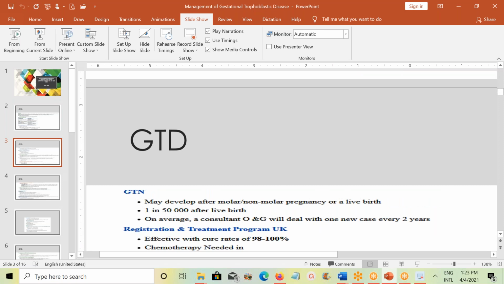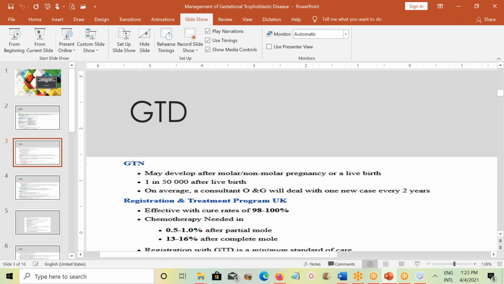Then gestational trophoblastic neoplasia may develop after a molar pregnancy, a non-molar pregnancy, or even an absolutely normal live birth. Even after that, they can develop this. So what is the incidence that somebody can have it? 1 in 50,000 after a live birth.